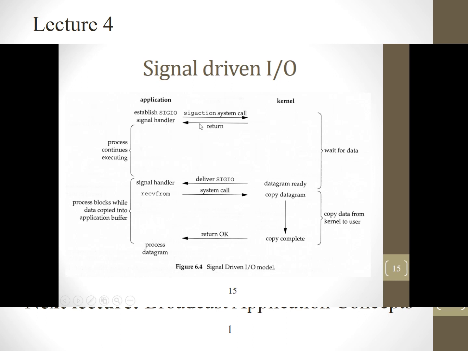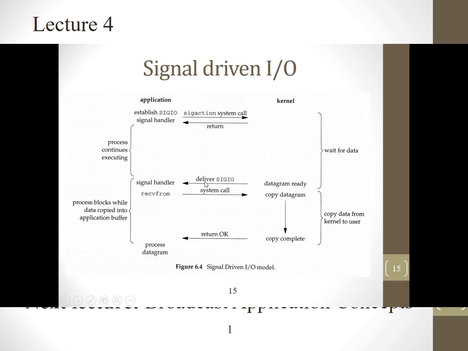And during this time, the process continues executing. It's not put into the blocked state. On the other side, the kernel is waiting for the data. The signal handler, the SIGIO, is waiting for the data to arrive. So as soon as the datagram is ready, what happens?